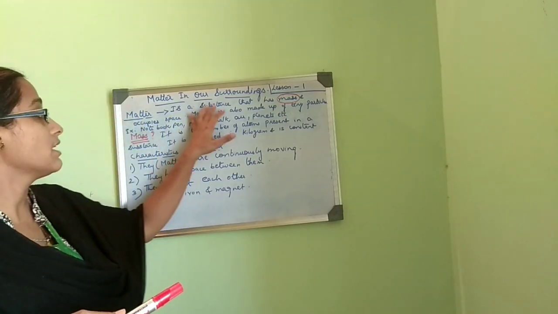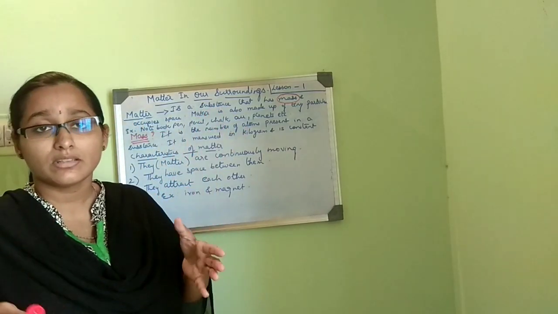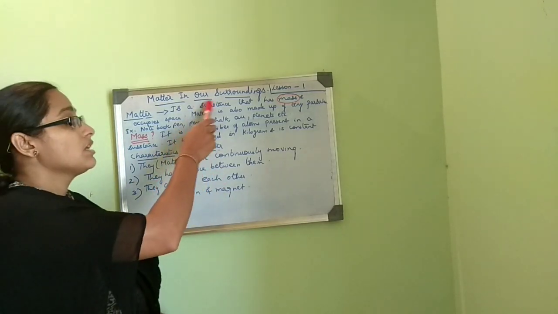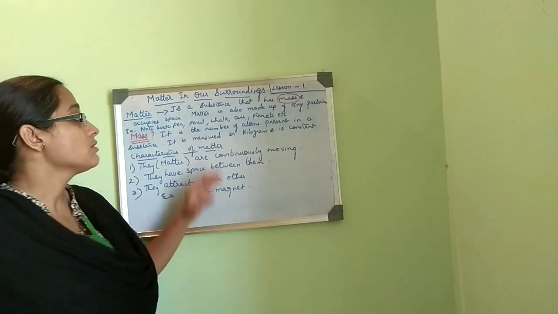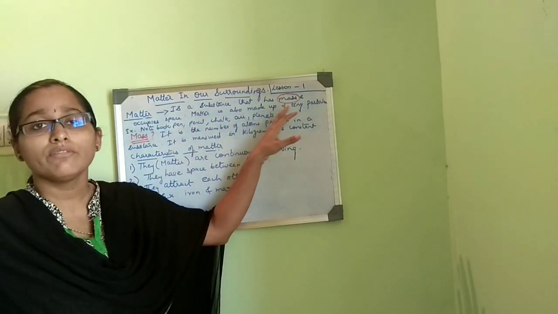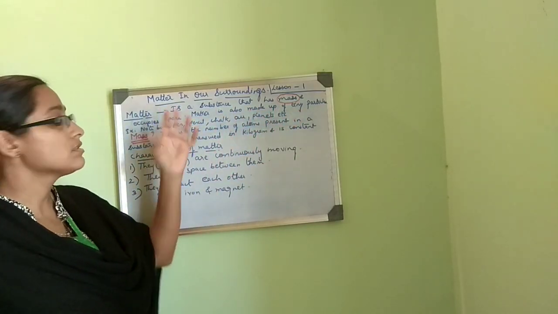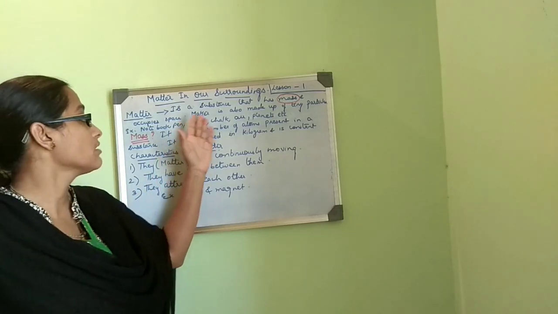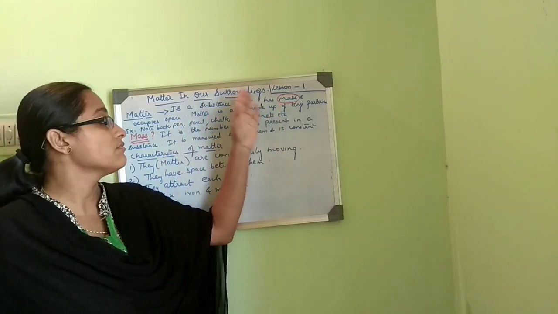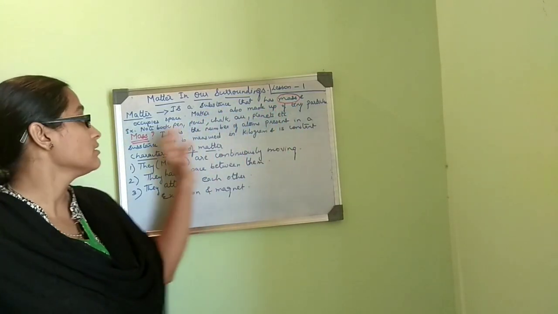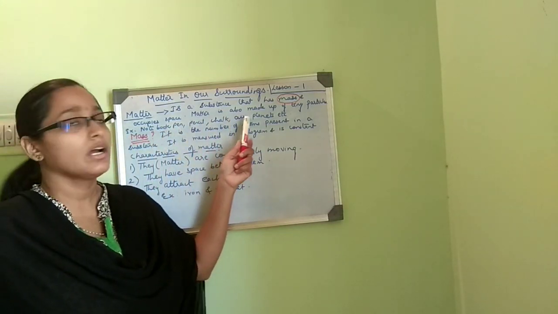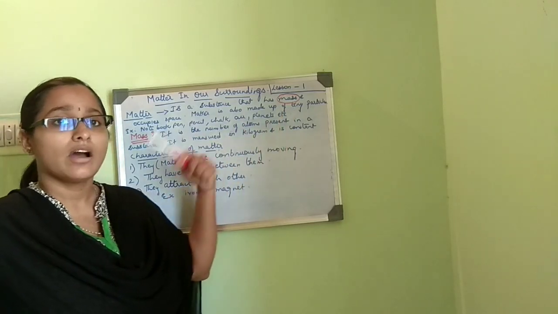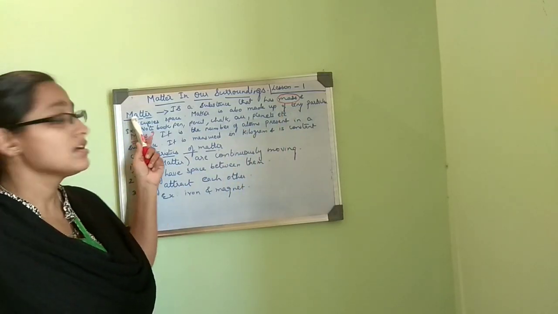So matter is any substance. We are not naming the substance particularly. It can be any substance that has mass and occupies space. Also, matter is made up of tiny particles. Inside, there are tiny particles which make up this matter. For example, notebook, pen, pencil, chalk, air, planets, etc. Ourselves also we can consider as matter.